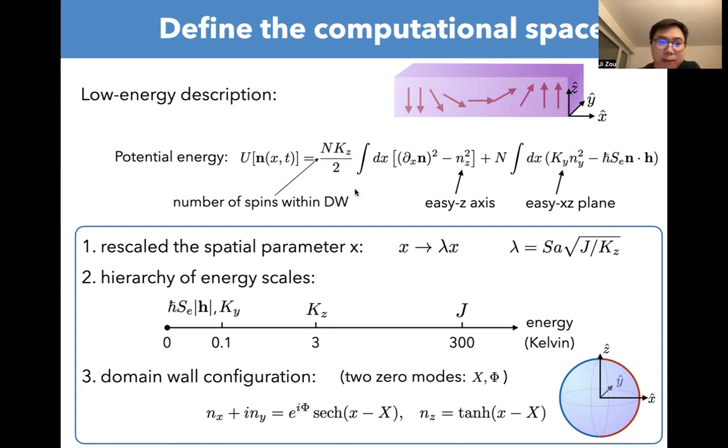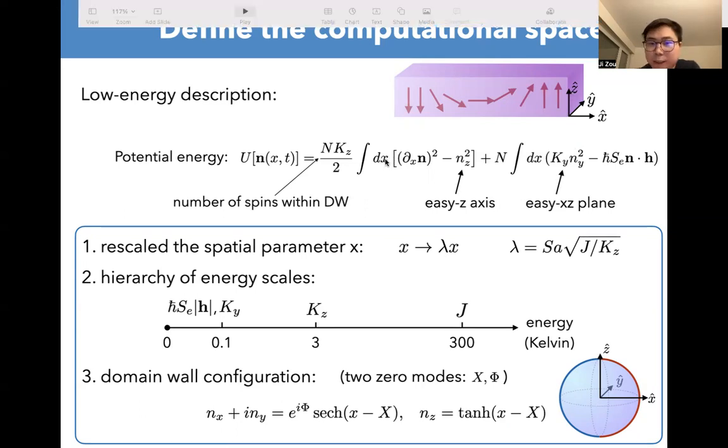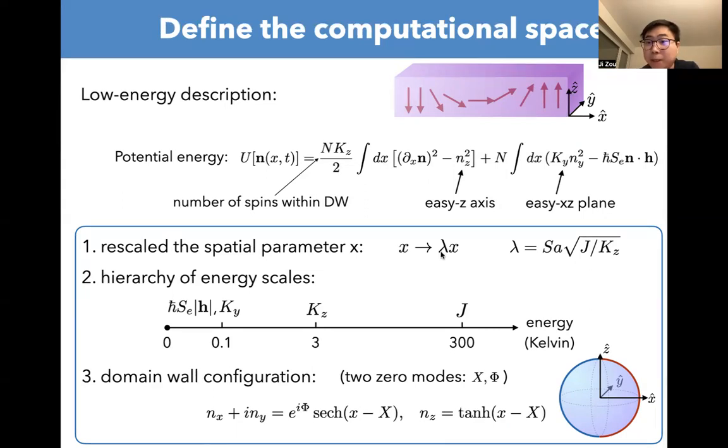Okay, so here are some remarks. First, we have rescaled this spatial parameter x from x to λx. So now this x in our expression is dimensionless, and we basically measure the distance in units of domain wall width. Here, λ is the domain wall width, which is given by the square root of J, the exchange, divided by the easy axis anisotropy.